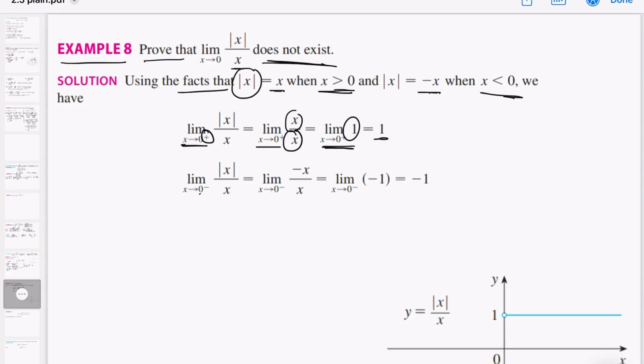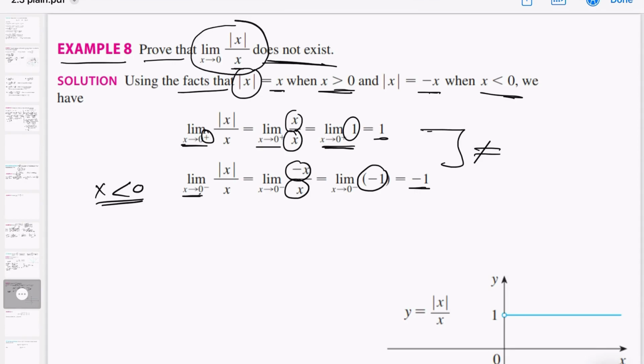And when x is less than 0 and negative, that means x is going to 0 from the left. This is equal to the limit of the function minus x over x, which is equal to minus 1. And by limit law, it's just a constant. Therefore, the limit of minus 1 is just minus 1. And because the limit from the right and from the left are not equal to each other, by the previous theorem, the limit of the function does not exist.